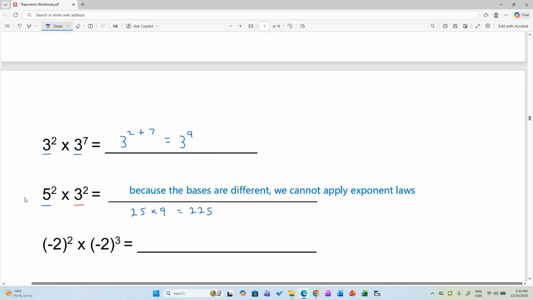Now let's move on to one of my last examples here. I have negative 2 squared times negative 2 cubed. Now the base this time is simply negative 2. So I'm going to have negative 2 as my base, and then my exponents are 2 and 3, so it's negative 2 to the power of 2 plus 3. So in this case, 2 plus 3 is 5, hence my answer would be negative 2 to the power of 5. And I wouldn't have to compute this unless I'm asked to in this case. So I can just leave it as (-2) to the power of 5.